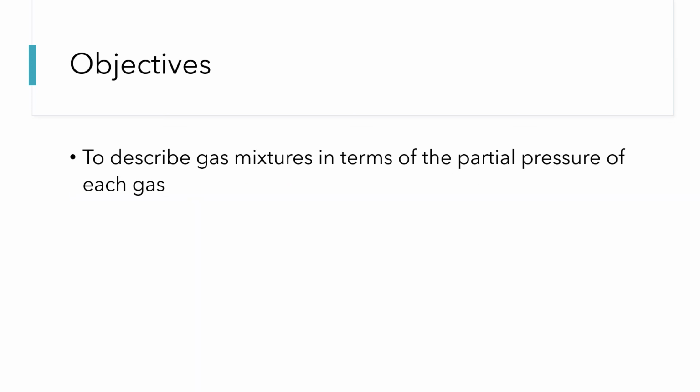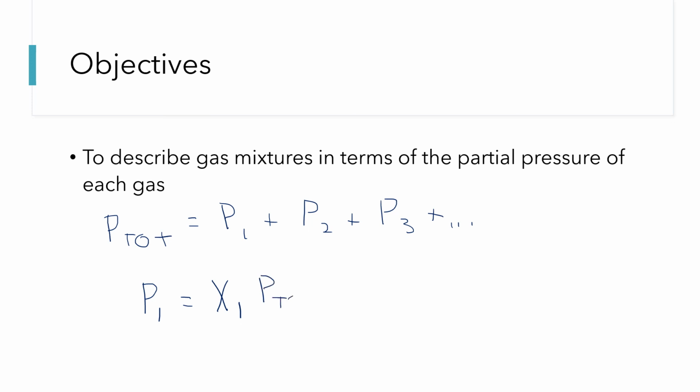So our objective for this video was to describe gas mixtures in terms of the partial pressure of each gas. And to do that, we use Dalton's law, which says that the total pressure is equal to the sum of the partial pressures due to all of the gases that are present in a mixture. And we sometimes characterize this in terms of mole fraction. The partial pressure of one gas is given by the mole fraction of that gas times the total pressure.